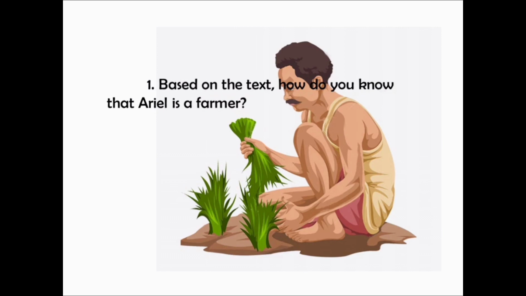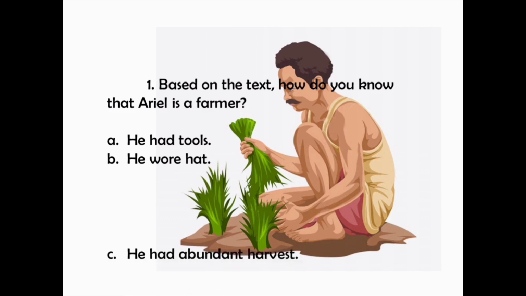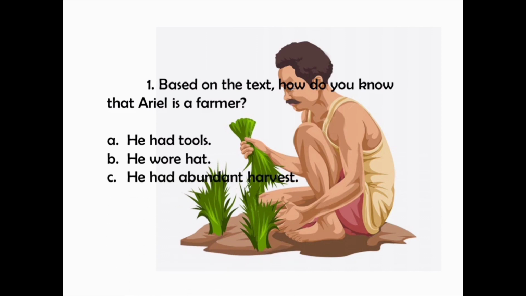Based on the text, how do you know that Ariel is a farmer? A. He had tools. B. He wore a hat. C. He had abundant harvest. Letter D. He worked all day at the farm. And your answer is? Correct. Letter D. He worked all day at the farm.